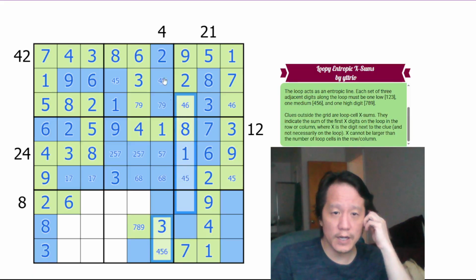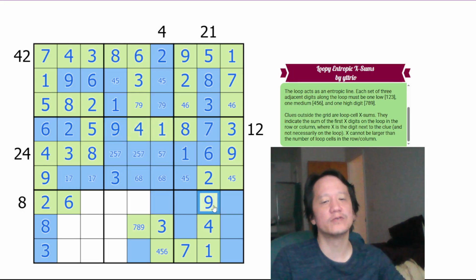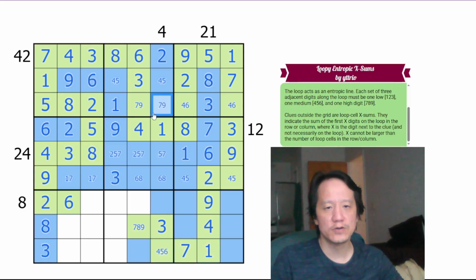Where is the 9 in column 6? It cannot be here because of the 9 in the row. Can't be here because of the 9 in the box. Can't be here because of the 9 in the row. And it can't be here because of the entropic part. So it must be here. So this is 9. This is 7, which means this cannot be 7 here.